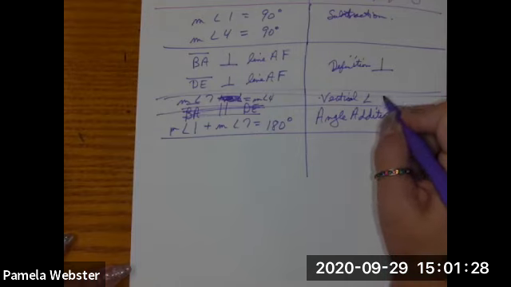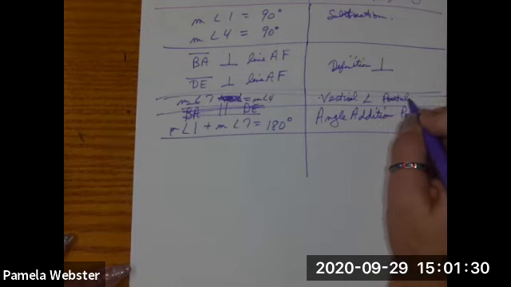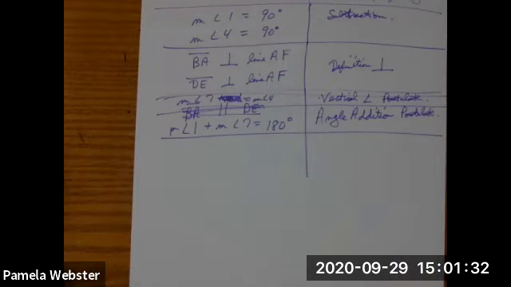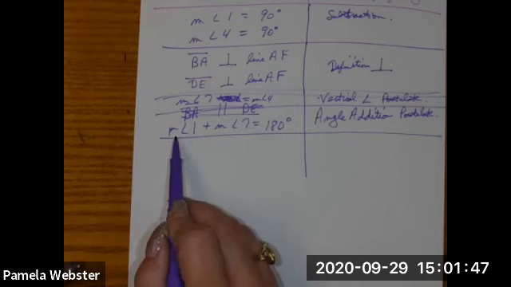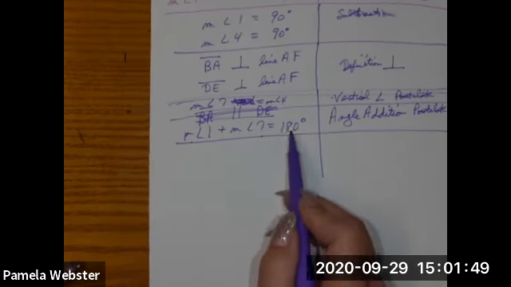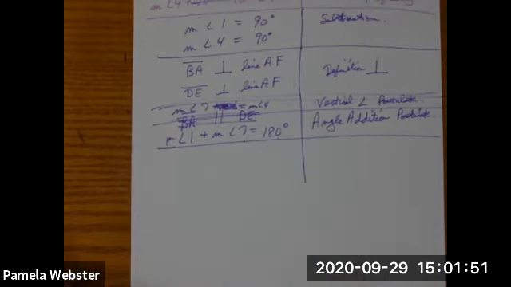Yeah, vertical angle postulate or conjecture, or now we've proven it, we could call it vertical angle theorem because we proved that one last class period. Okay, so measure of angle seven equals measure of angle four, vertical angle postulate, all right. And now we see angle one plus angle seven is 180 degrees, okay? Because we know that they're congruent.